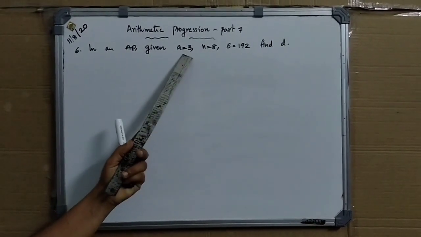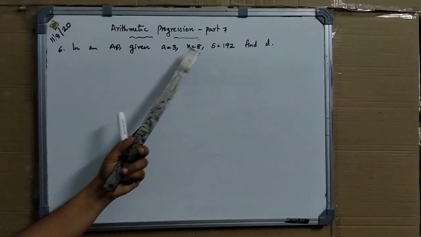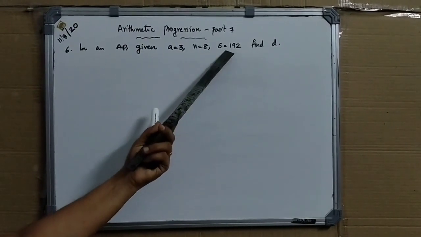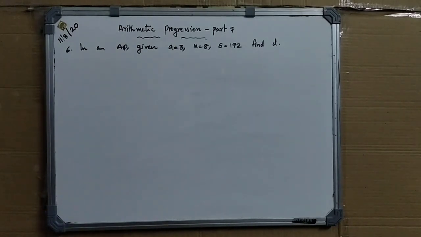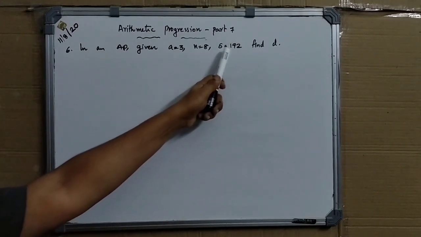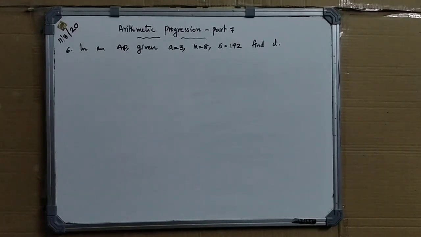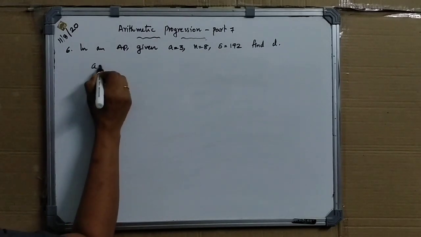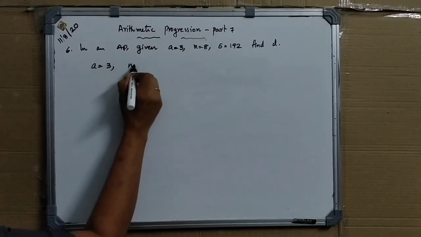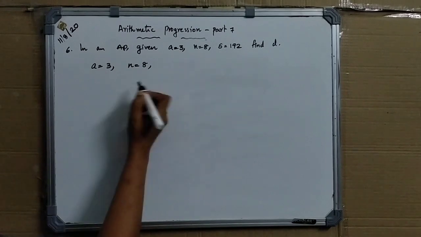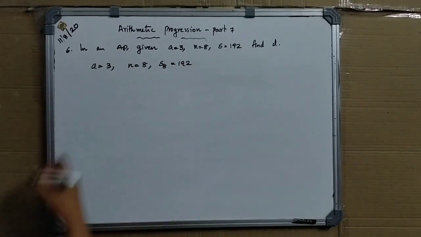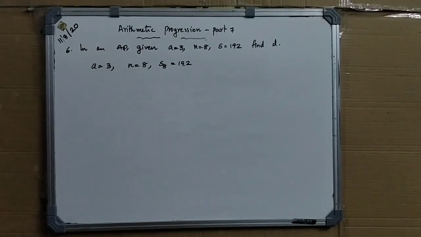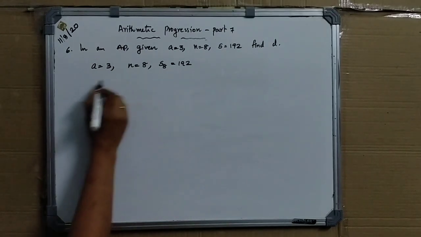In an AP, a equal to 3, that is first term 3, number of terms 8 and sum of n terms is 192. S equal to 192, that is sum of n terms. What is n here? 8. So S8 equal to 192 you can take. Now a equal to 3 and number of terms 8. It is asked to find out d. Okay. So we start with the S8.